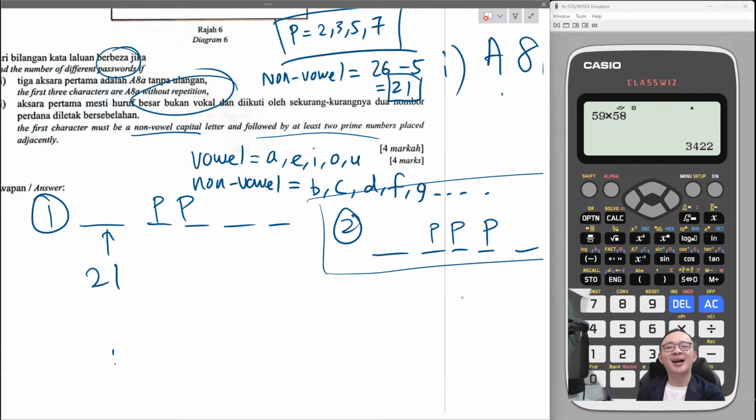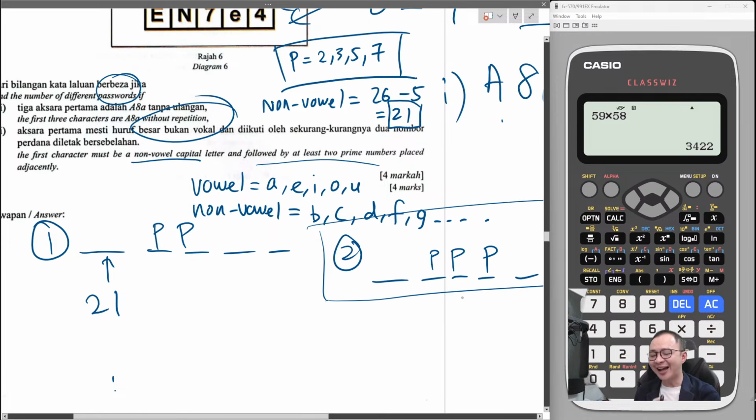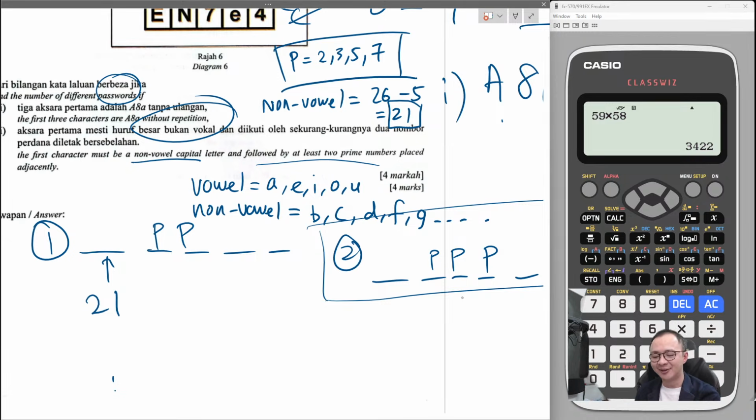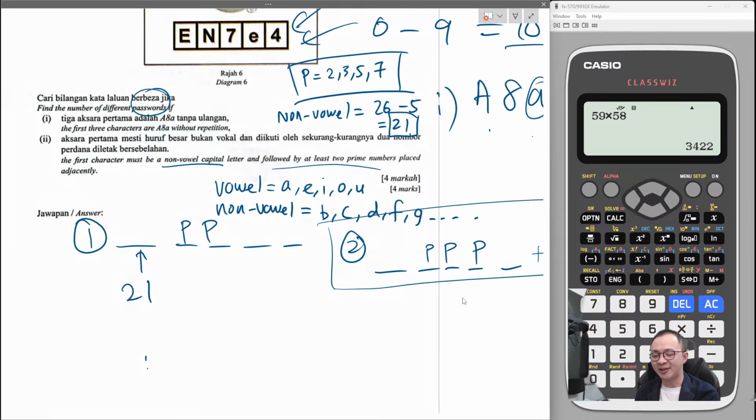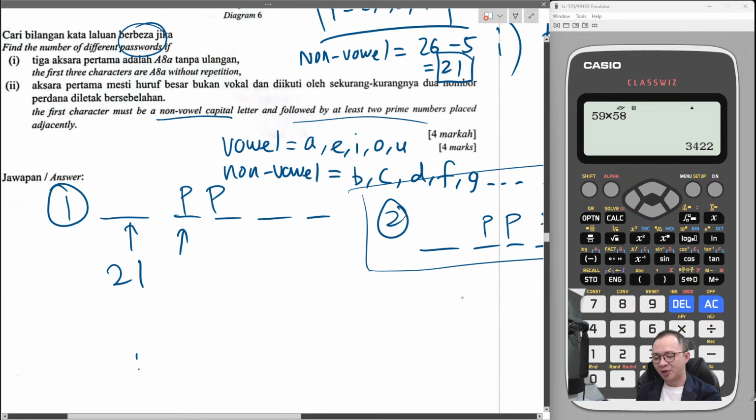Some students might argue, sir, I thought we had capital and small letters. No, they say they only want capital. And this question doesn't say without repetition, which means repetition is acceptable, because the question doesn't say cannot repeat. Not like part A, where they said without repetition. But part B, part 2, they don't say, so I assume it can be repeated. So prime numbers is 4.